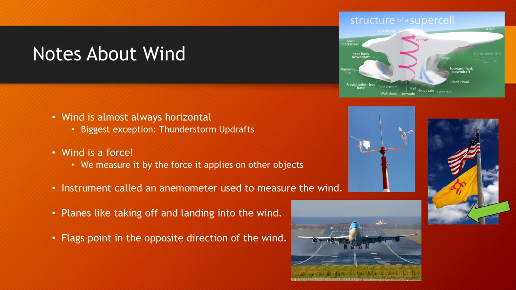Planes often take off and land into the wind because not only does it help them gain the lift that they need to take off, but it also helps them slow down when they're coming into land. And flags that we see outside, you know, probably one outside your school, point in the opposite direction of the wind. So as you can see the arrow there, the wind in this case would be going from right to left, which causes the flags to blow towards the left.